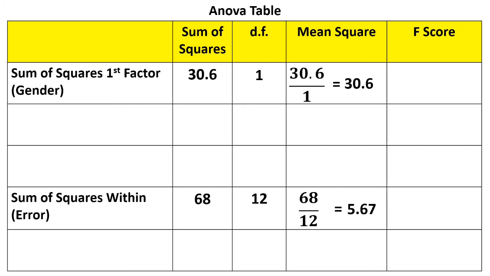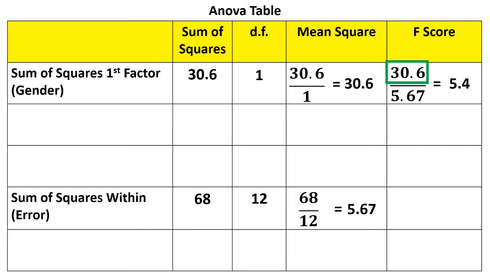Now, let's calculate the F score to see if we reject or support our null hypothesis. Let's start again with the first factor, which is gender. The F-score is the mean square of the first factor divided by the mean square of the sum of squares within. And that is 30.6 divided by 5.67, which equals 5.4.